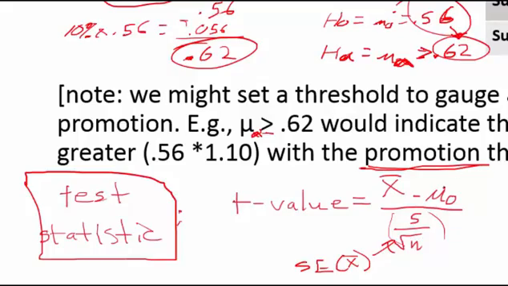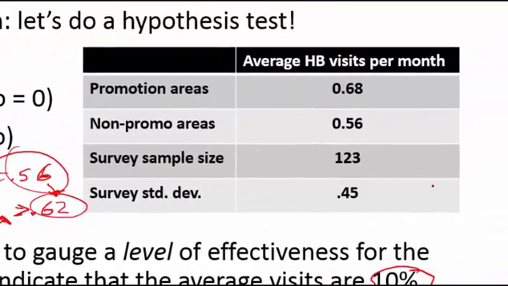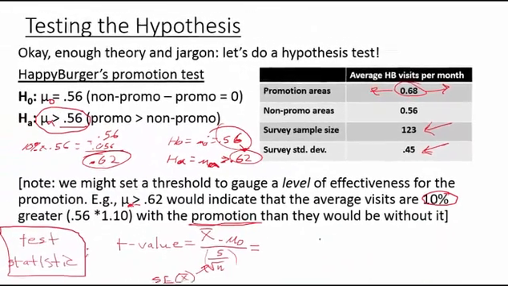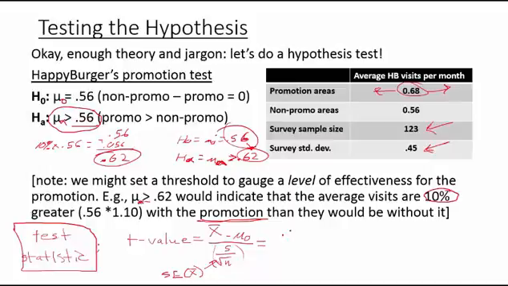So you'll notice we need a sample standard deviation and sample size. I've gone ahead and added those in here. Let's say my survey sample size was 123 people surveyed, and let's say my standard deviation was 0.45. Gets us 1 sigma or 1 standard error there. So now we could actually calculate that t-value based on all this sample data. The x bar is 0.68. The null hypothesis is 0.56. So we'll set that up, and then the survey sample standard deviation is 0.45, and it's divided by the square root of the sample size of 123.